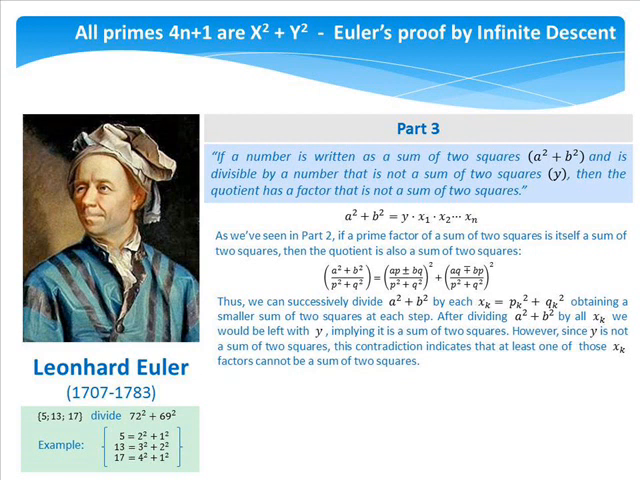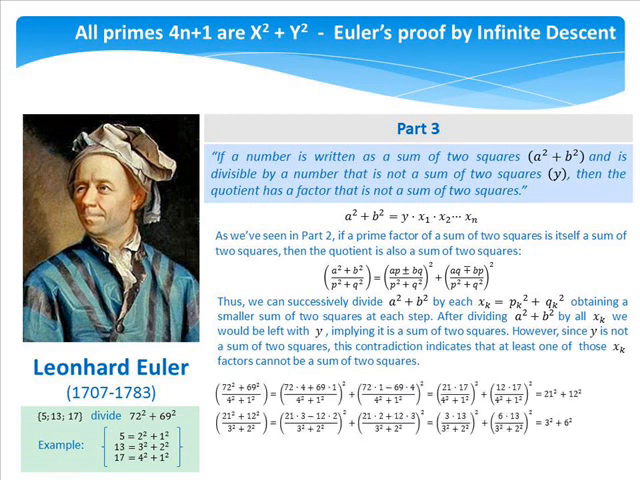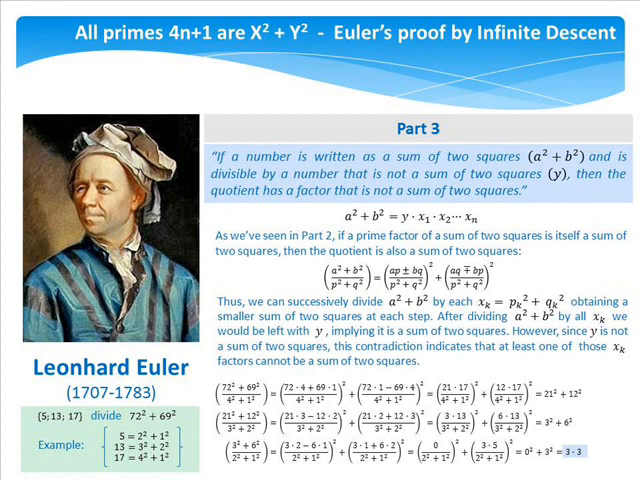72 squared plus 69 squared is divisible by 5, 13, and 17, all of them sums of two squares. By successively dividing 72 squared plus 69 squared by these factors, we eventually end up with 3 squared, which is the product of 3 times 3, where 3 is a prime of the form 4n plus 3. This example highlights that for a number to be a factor of a sum of two squares, any prime factors of the form 4n plus 3 must have even exponents. If they do not, the sum cannot remain as a sum of two squares.